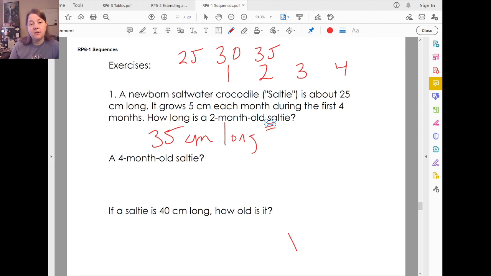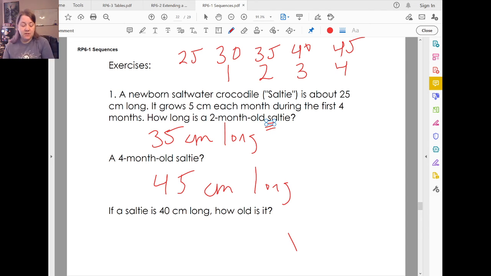During the fourth month, we're going to continue to extend that sequence. So we're going to go 35 plus 5 is 40, plus another 5 is 45. So Salty will be 45 centimeters long. If Salty is 40 centimeters long, how old is it? Well, we're going to find 40 on here, and we're going to see that's going to be 3 months.